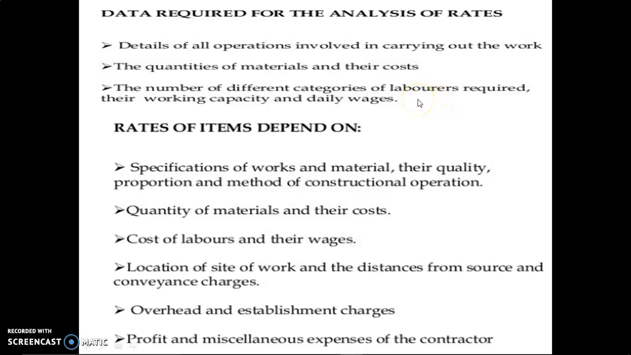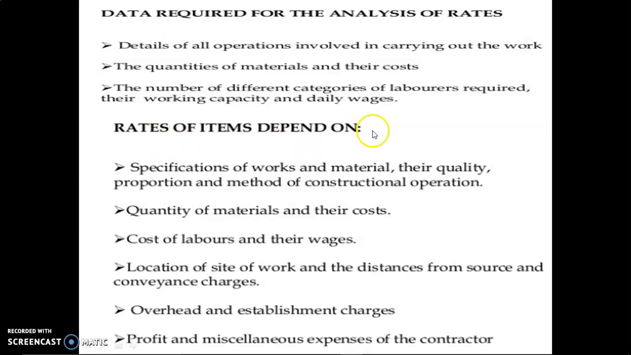We know that for construction work we require different types of laborers. Means we require mazdoor, beldar, and mason. If your house is being constructed, then a carpenter is required, a painter is required. So that's why here we write this: their working capacity and daily wages.